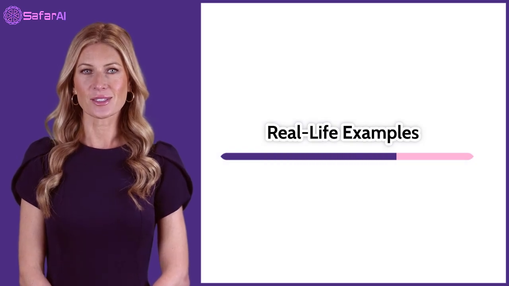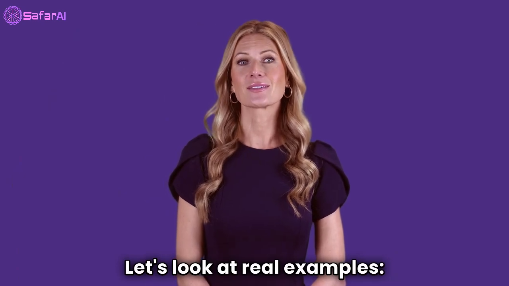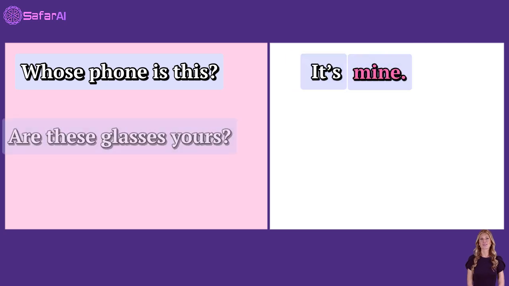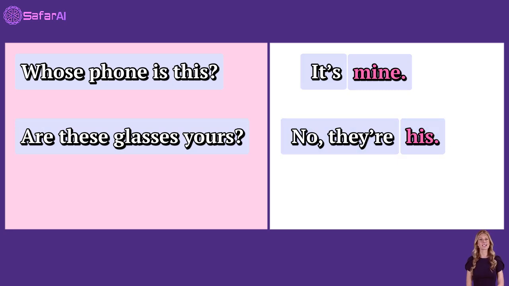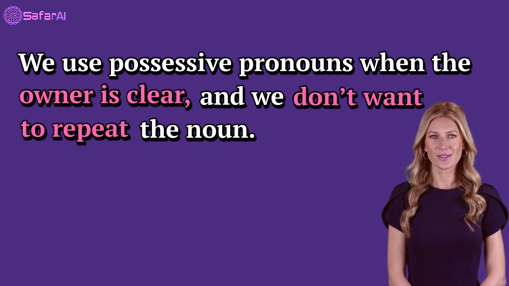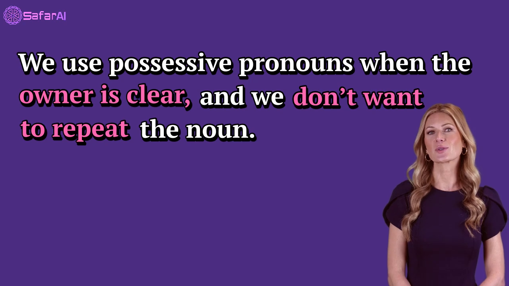Real-life examples. Let's look at real examples. Whose phone is this? It's mine. Are these glasses yours? No, they're his. That's not our umbrella. It's theirs. We use possessive pronouns when the owner is clear and we don't want to repeat the noun.